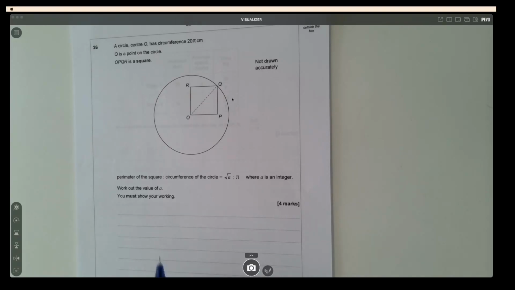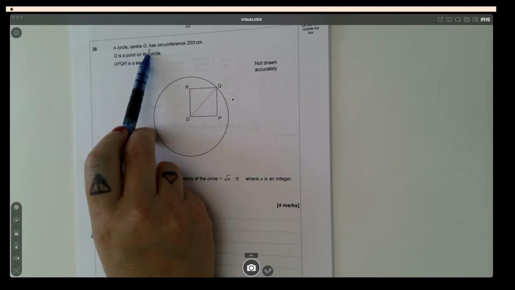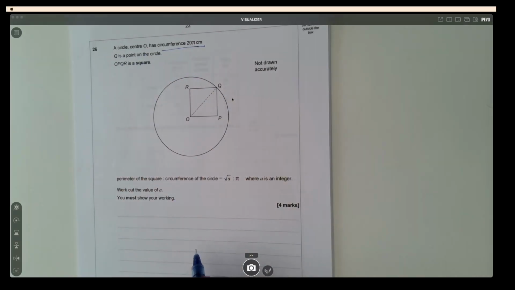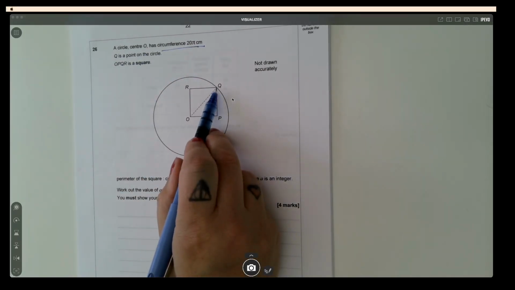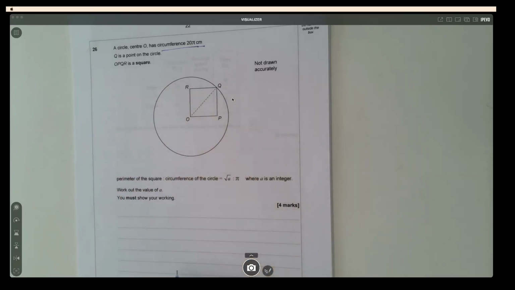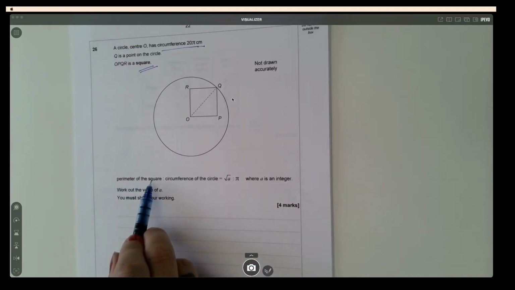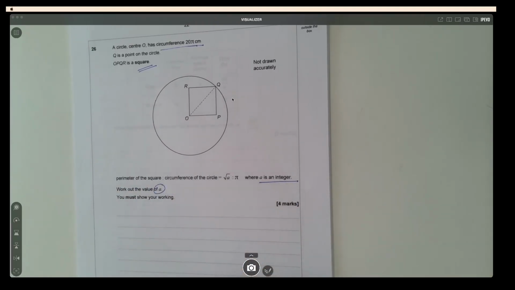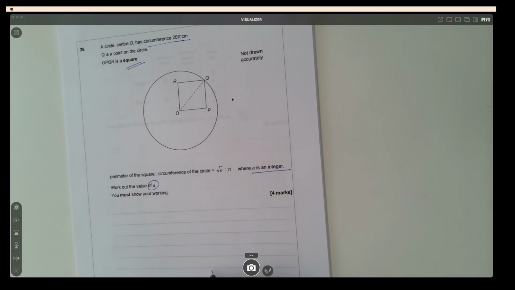Question 26. A circle, centre O, has a circumference of 20 pi centimetres. Q is a point on the circle and OPQR is a square. It being a square is important because we need to remember the properties of a square. So the ratio of the perimeter of the square to the circumference of the circle is equal to root A to pi, where A is an integer. Work out the value of A. You must show your working out.